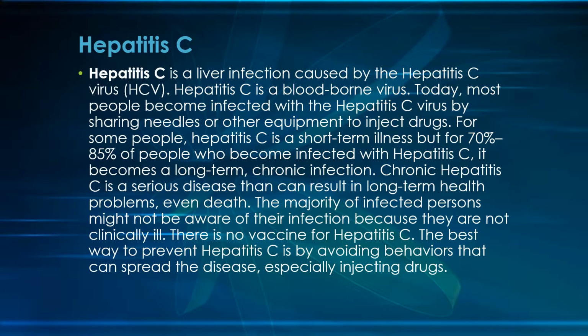Chronic hepatitis C is a serious disease that can result in long-term health problems and even death. The majority of infected persons might not be aware of their infection because they are not clinically ill. There is no vaccine for hepatitis C. The best way to prevent hepatitis C is by avoiding behaviors that can spread the disease, especially injecting drugs.